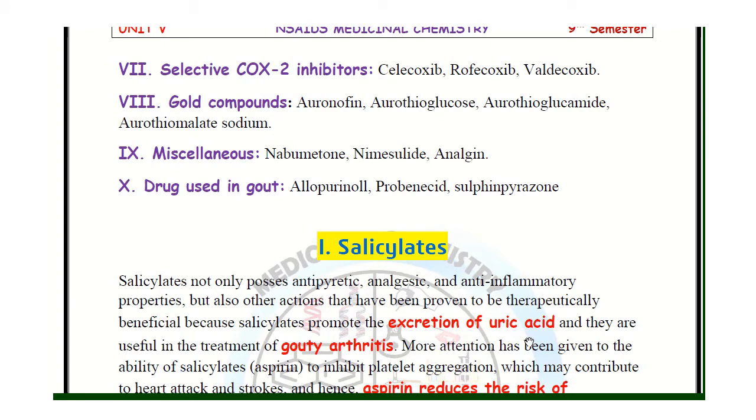So now let's discuss them one by one. First of all, the salicylates. Salicylates are the class of NSAIDs that not only possess antipyretic and analgesic effects, but also have an anti-inflammatory function. Besides these, they have proven to be therapeutically more useful in the excretion of uric acid. As they enhance the excretion of uric acid, they are thought to be useful in the treatment of gouty arthritis.